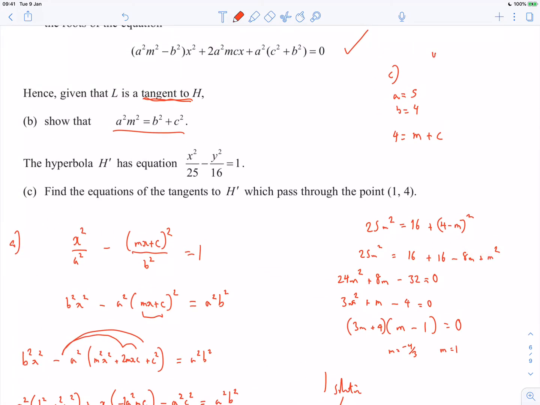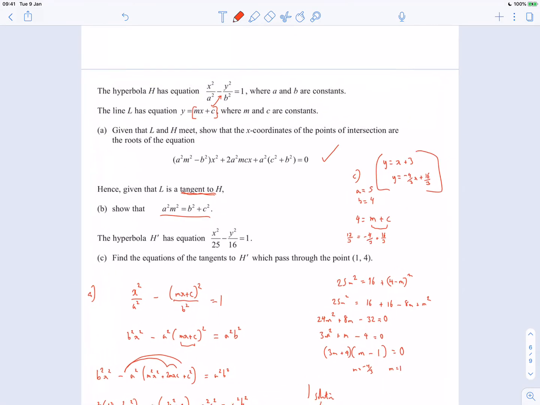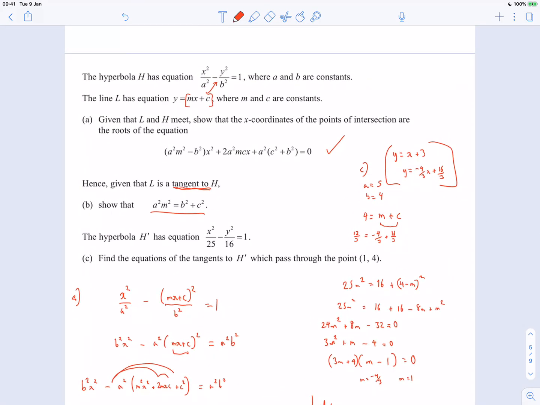In which case y equals 1x, and m plus c is 4, so that must be +3. And the other one is y equals -4/3 x, and then -4/3 plus what equals 12/3, which is 4? Well, that's got to be 16/3, isn't it? So actually, that was surprisingly easy. So I guess by doing this long-winded thing, we've actually managed to get the two equations of the tangents passing through (1, 4).